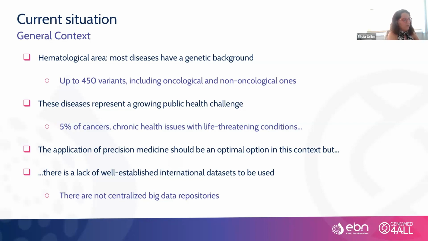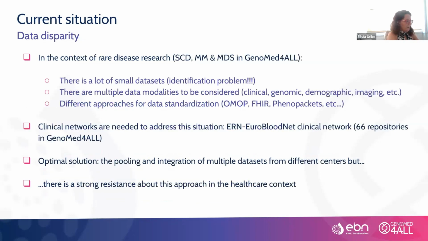In this regard, the application of precision medicine in the hematological area is affected by several critical challenges, where the most important one can be the lack of a well-established international data set to be used for research, diagnosis, and also for treatment. So in the world of rare diseases, such as the one considered in GenoMed4All, specific situations have to be taken into account. The first one is that the data is often scarce and fragmented across multiple sources.